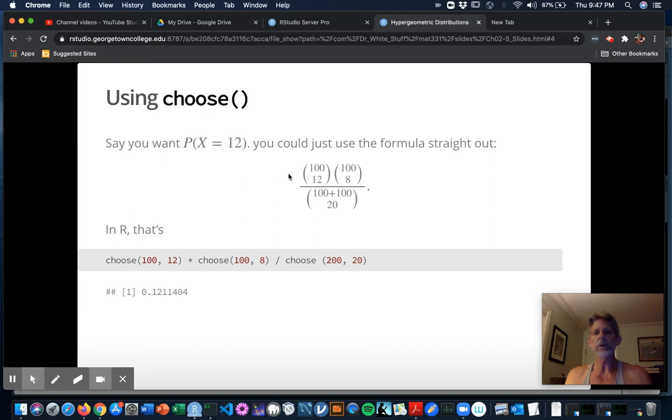You could certainly just use the probability mass function formula: 100 choose 12, 100 choose 8, over 200 choose 20. And you could do that in R with this very easy command. We know the choose function in R, no problem. You get about 12% as your answer.